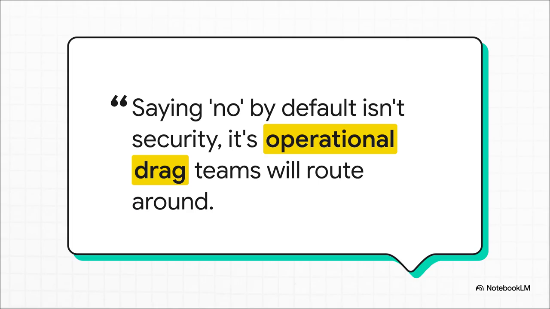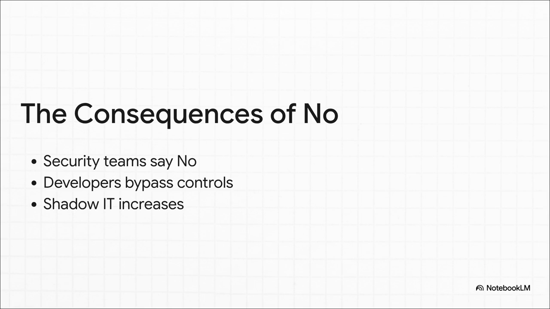And that brings us to this incredibly powerful realization from our source material. In this environment, saying no by default isn't security, it's operational drag that teams will route around. I just want to pause for a second and let that sink in. When security reflexively says no, it doesn't actually create safety, it just creates friction. And what happens when you create friction? Well, human nature takes over.